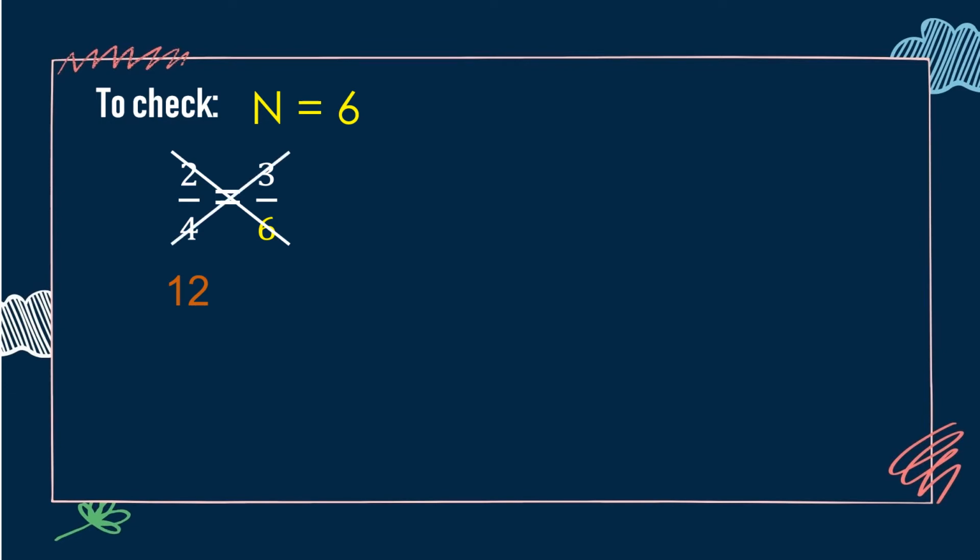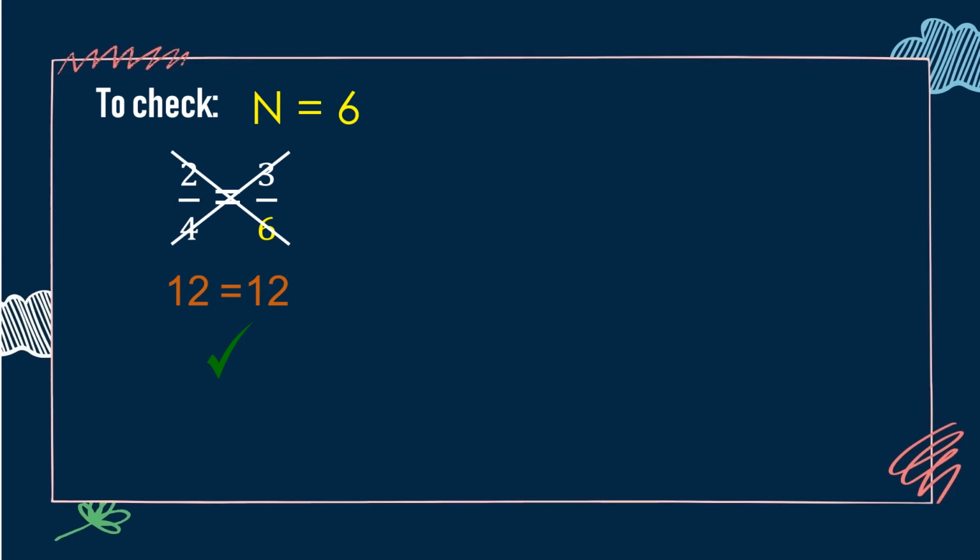To check if our value for n is correct, let's substitute the value of n to the original equation. Then, let's cross-multiply. 2 times 6 equals 12. 4 times 3 is equal to 12. As we can see, the cross products are equal. Thus, our answer is correct.